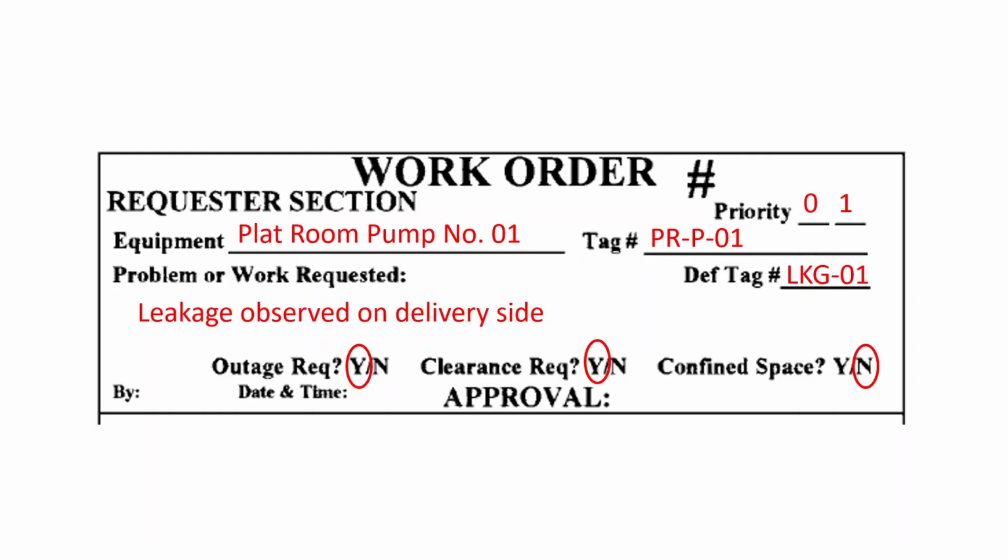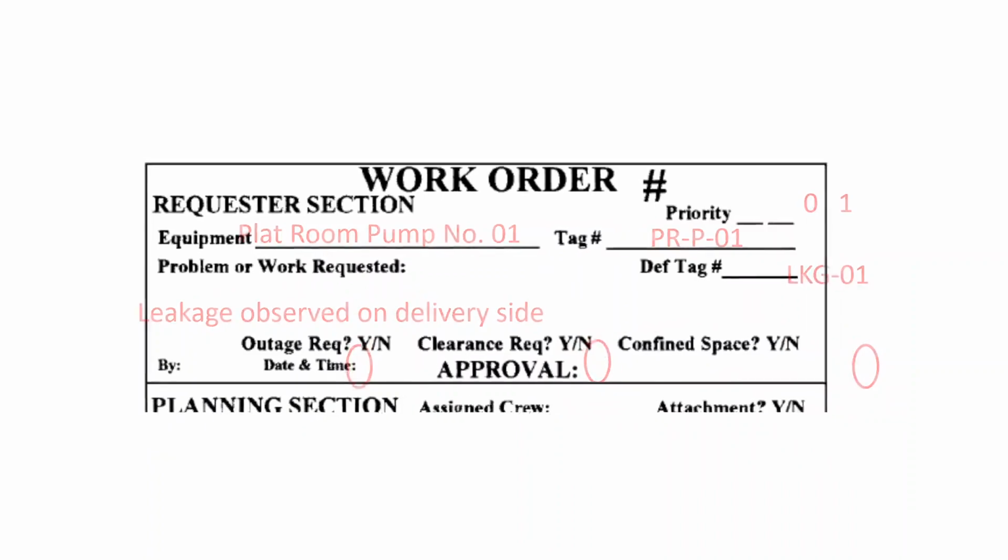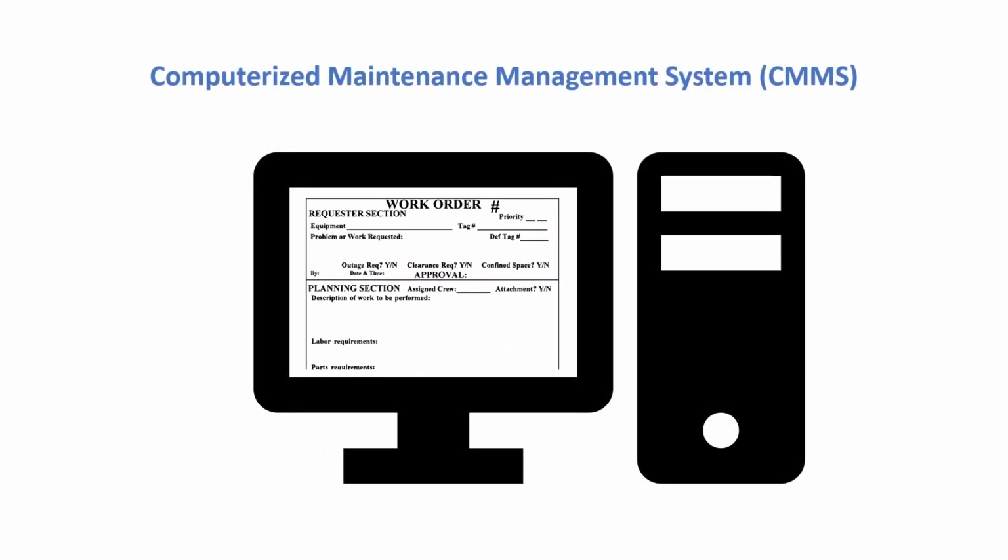request section of the work order form, and it will be submitted to the maintenance manager or some equivalent person depending upon the organization. In most of the modern industry, this work order is not submitted in hard paper format anymore. It is digitized. There is Computerized Maintenance Management System, or simply CMMS, where the operations person logs into the computer and electronically submits the work request form.